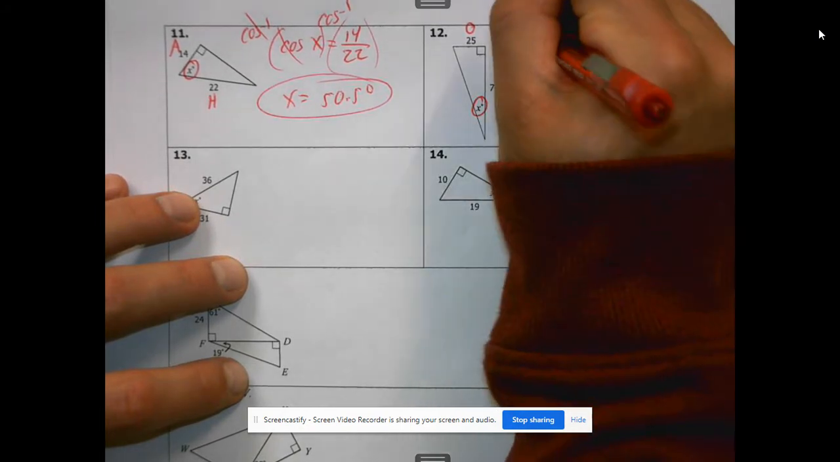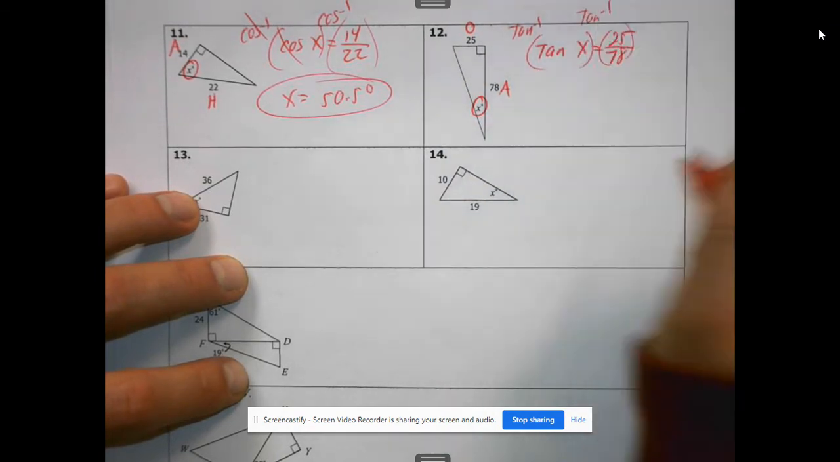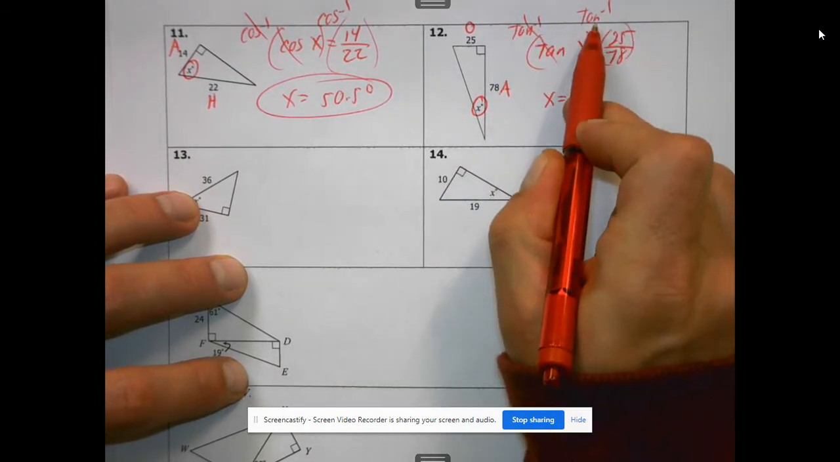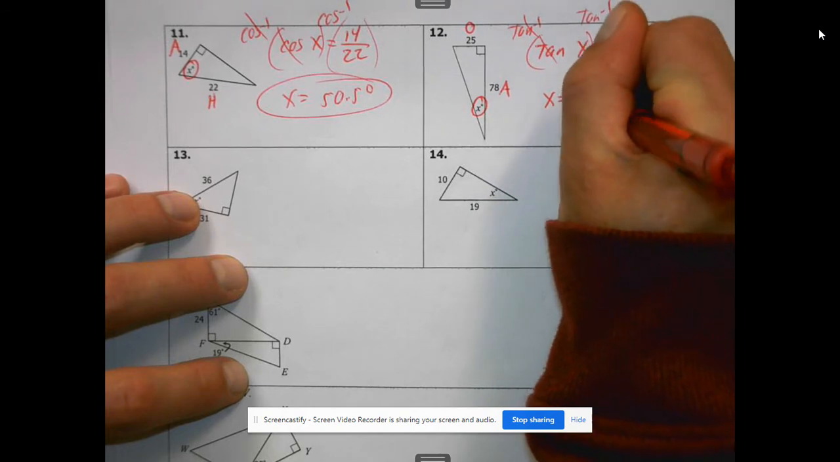One more time, showing some work for you. Cancel, cancel, bring down the x. Second tangent, 25 over 78, comes out to be 17.8 degrees.